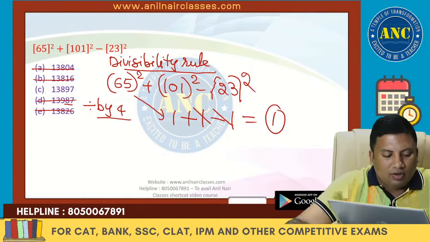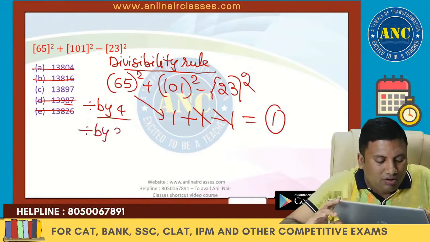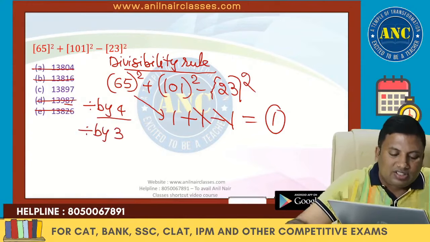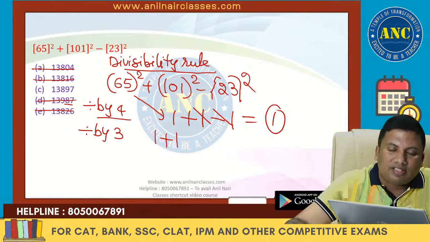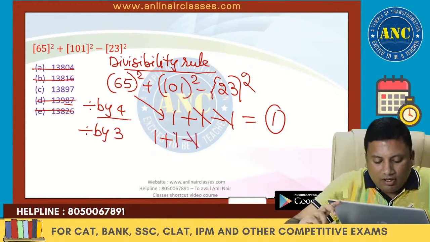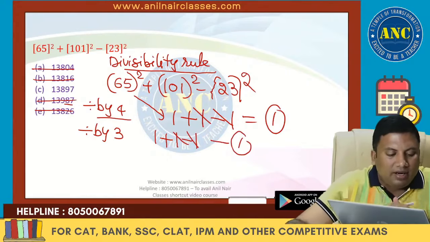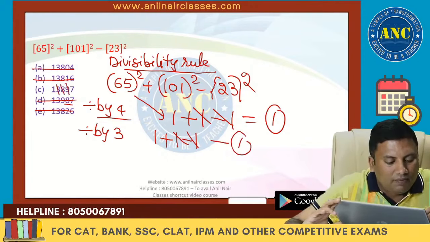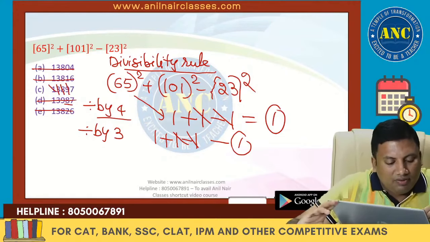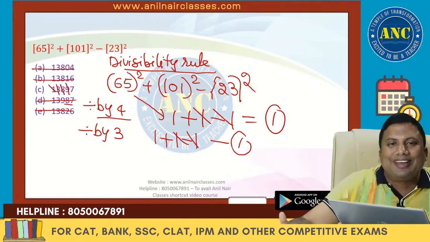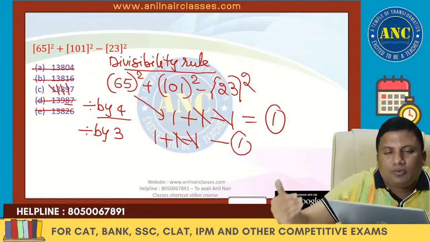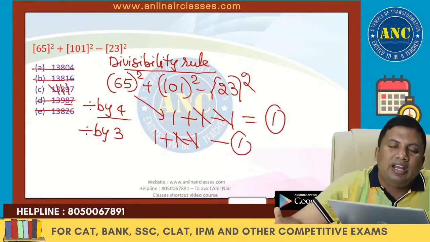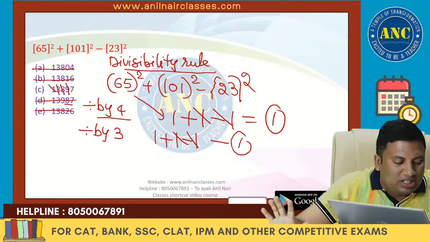Now, in case you check by using the divisibility rule by 3: 21s are 63, 2 square 4, remainder 1; 2 square 4, remainder 1; 3 2s are 6, remainder 1. The answer, when divided by 3, should give a remainder 1. Divisibility rule you can use, last two digits you can use, number tree logic you can use. You practice as many problems as possible, then you take any method that comes into your mind. I hope this problem is clear.